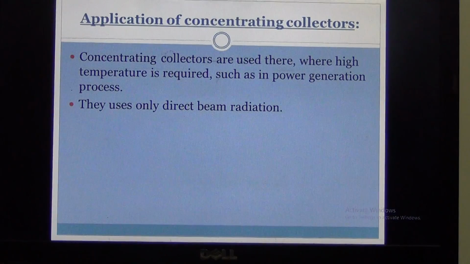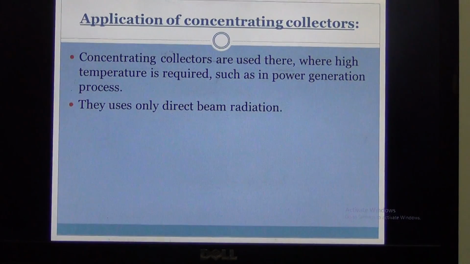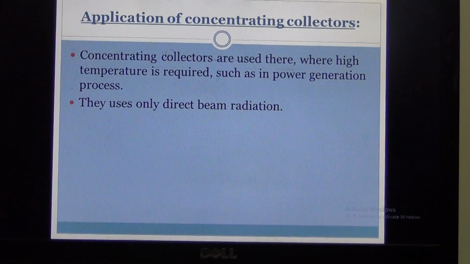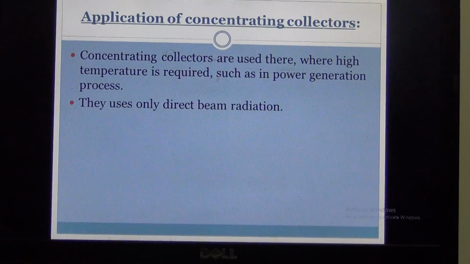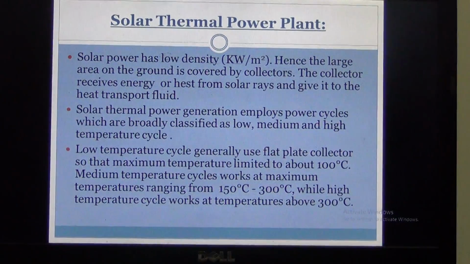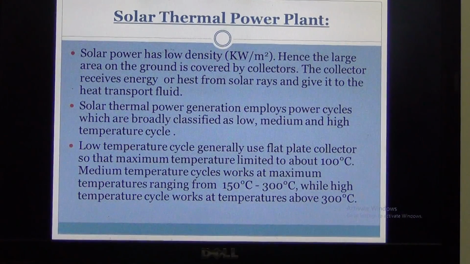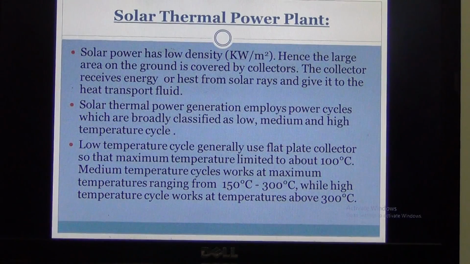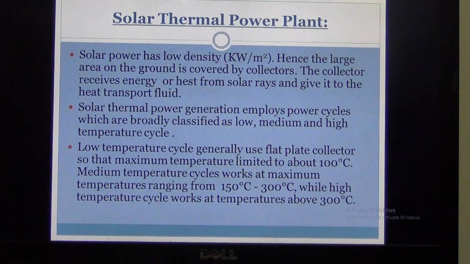So where high temperature is required, the concentrating collectors are used, such as in the power generation process. They use only direct beam radiation, where direct beams are used and reflected. So we got to study the solar thermal power plant. Solar power has low density, that is kilowatt per meter square. Hence a large area on the ground is covered by collectors.